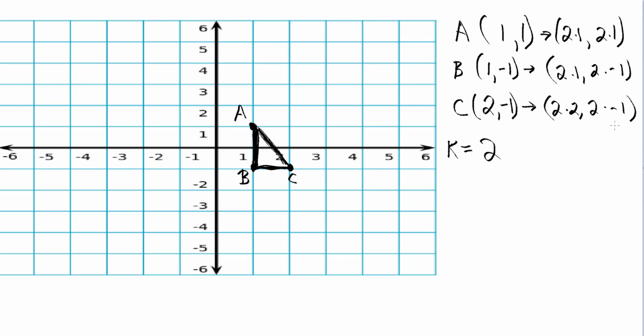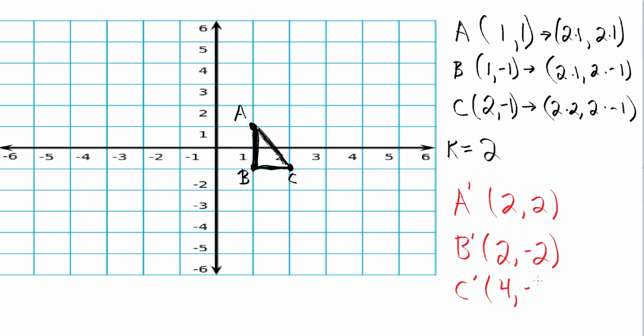So our new image, our final image, in order to signify that it's the dilation, or a copy of the other one in terms of a dilation, we use tick marks to show that it's the new image. So we say A prime, and we put the new coordinates. So the new coordinates for A prime would be (2, 2). The new coordinates for B prime would be (2, -2). And the new coordinates for C prime would be (4, -2).